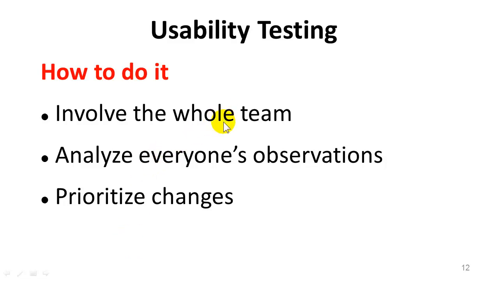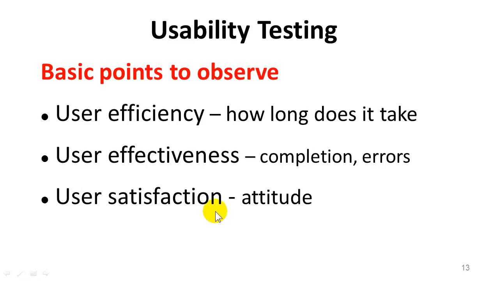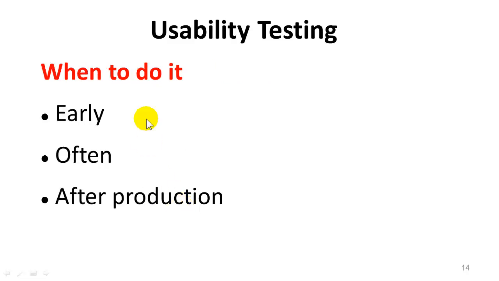The whole development team would be involved with this. You would probably have several people observing, or at least maybe watching, and then you would look at the changes and prioritize what you're going to be working on. Some basic points that you would be normally observing in user testing: the efficiency. How long does it take the user to do something? The effectiveness. Did they do it? Were there problems? Here again, the satisfaction, the attitude. How did the user feel during this? Here again, early, often, and even after production.